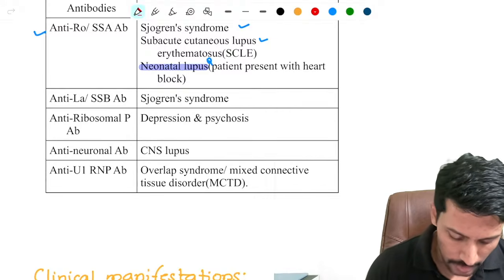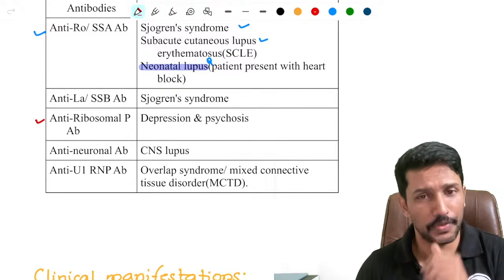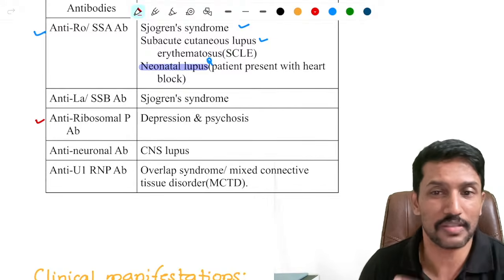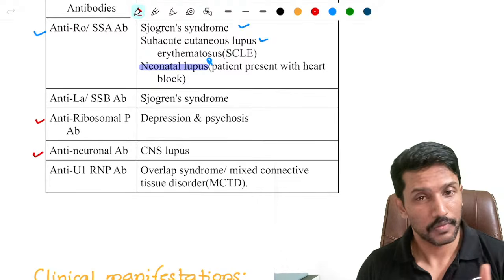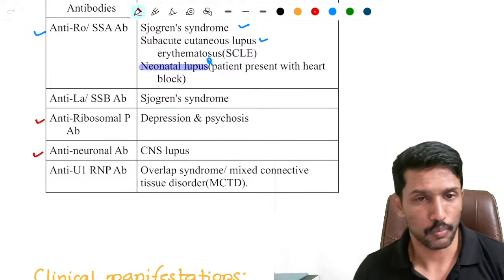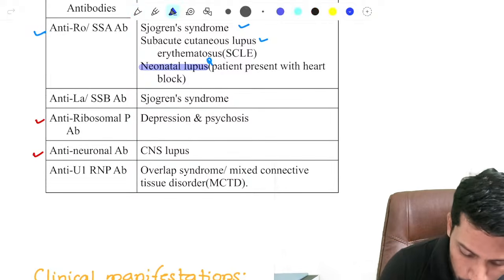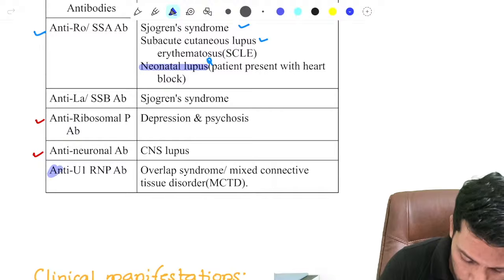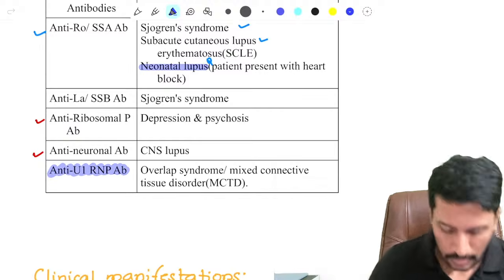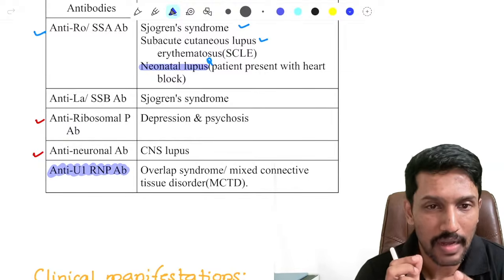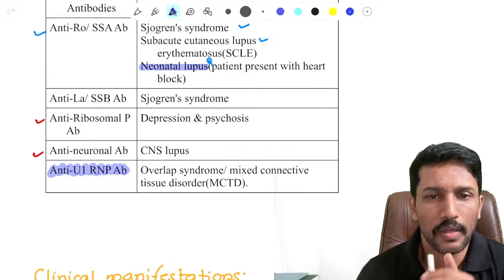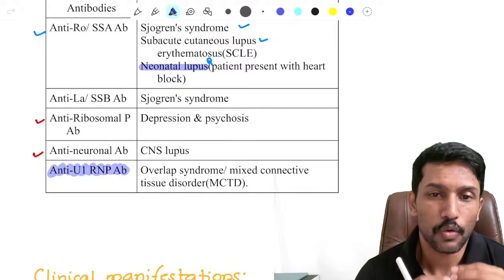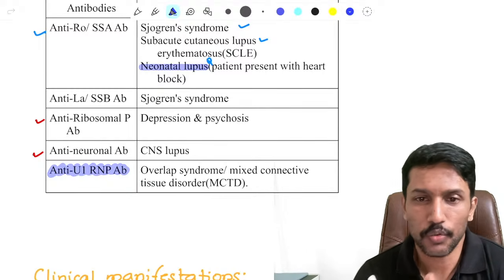Then we have anti-ribosomal P antibodies, which is associated with increased risk of depression and psychosis in SLE patients, and anti-neuronal antibodies, which are associated with the risk of CNS lupus. And then the next antibody that I'm listing here is particularly important. Anti-U1-RNP antibodies. Repeatedly asked MCQ antibody, in fact. It correlates with the risk of something called overlap syndrome or mixed connective tissue disorder.